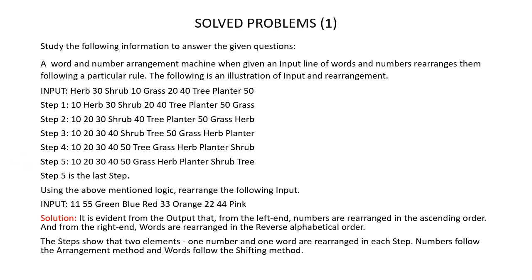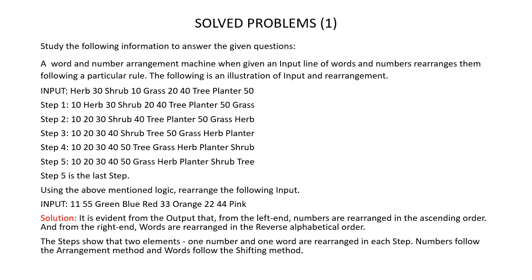Now when you look at the input and step 1, you will see that among the input elements, 10 and grass have been rearranged. 10 is moved to the first position at the left end, and grass is moved to the first position at the right end. The remaining input elements are written as they are in the same order in step 1.